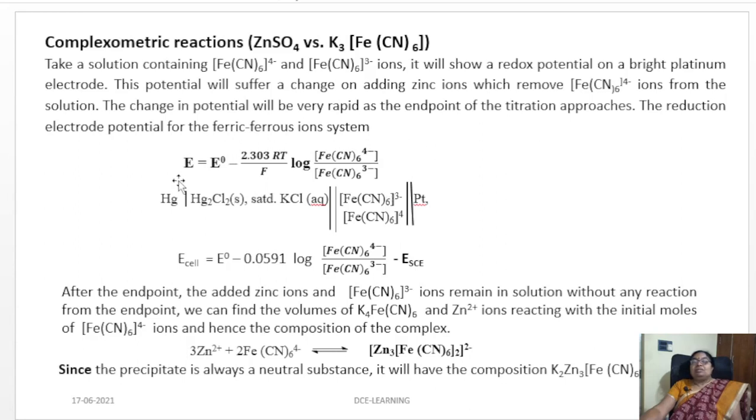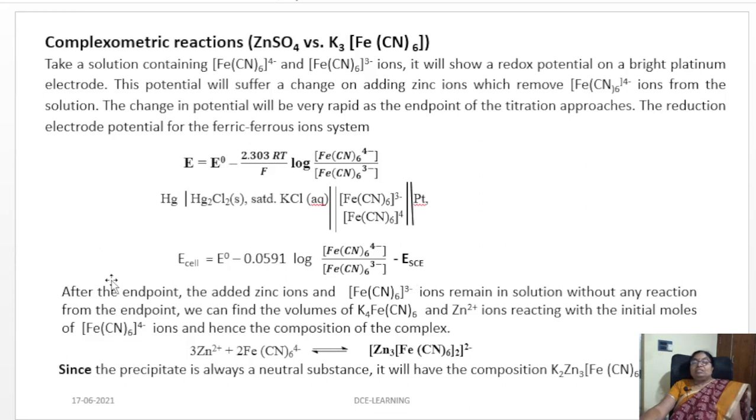So at the indicator electrode, the EMF of that system is given by E equals E standard plus the Nernst term for the ferrous to ferric state. The potential is measured with respect to the standard calomel electrode. Then the E cell of the whole system is E standard minus 0.059 log of reduced over oxidized state, minus the potential of the standard calomel electrode.